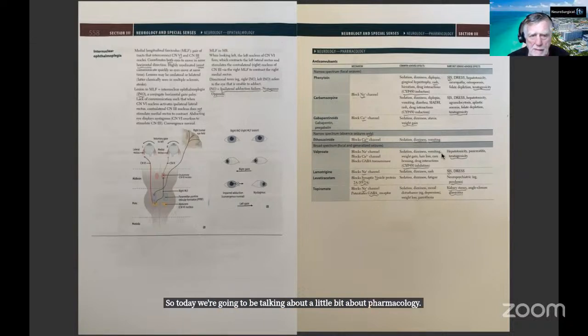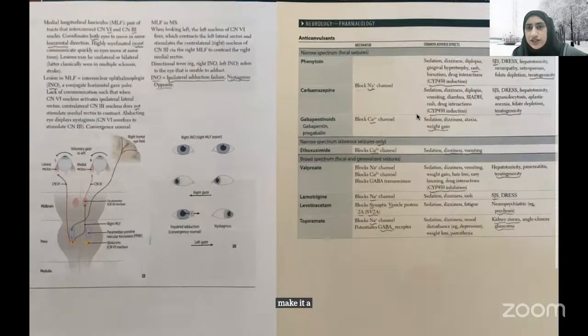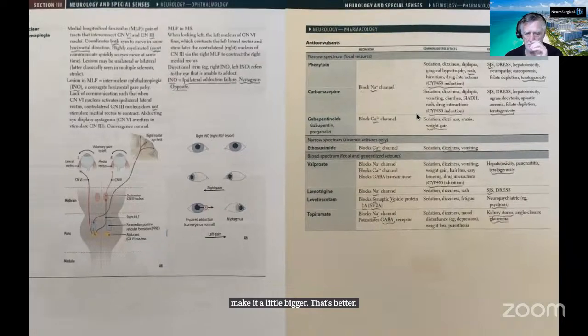Excuse me, could you make the script a little bigger? The text is not too readable. Make it a little bigger. Yeah, that's better. Excellent, fine, very good.